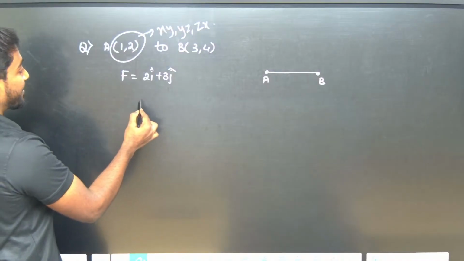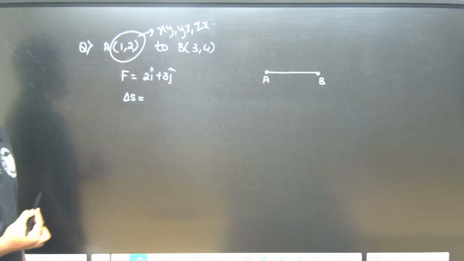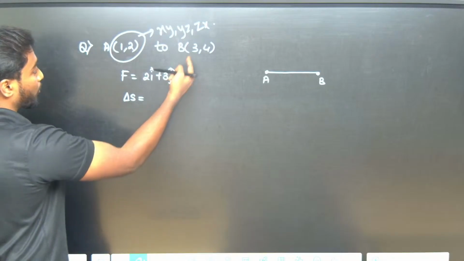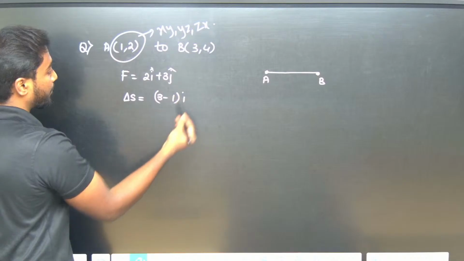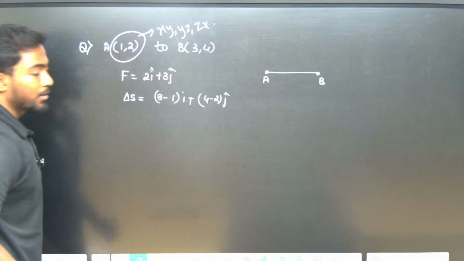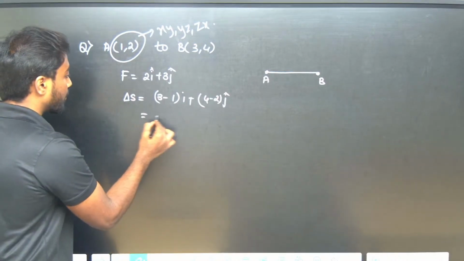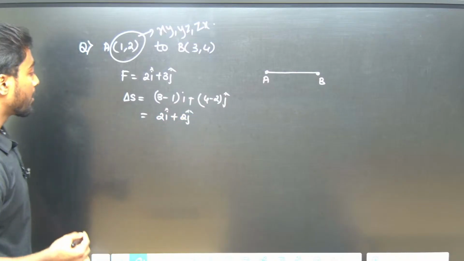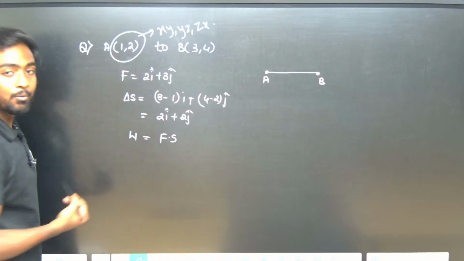So displacement is nothing but the final position minus the initial position. So the final position is (3 minus 1) i cap plus (4 minus 2) j cap. This is the displacement, right. So 2i cap plus 2j cap is my displacement. Now work done will be nothing but F dot S.